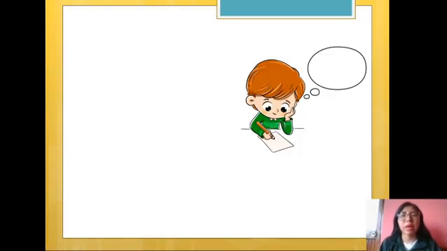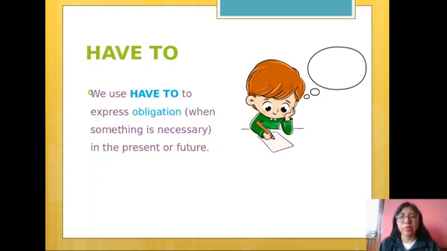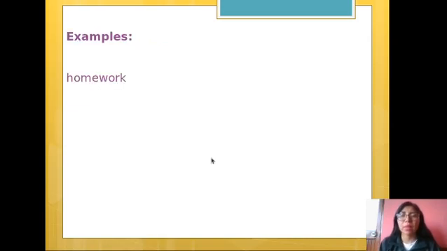When do you use have to? Okay, we use have to express obligation when something is necessary in the present or future, okay? So we are going to use have to in order to show an obligation, para expresar una obligación, okay? We can use have to in present or future. Podemos utilizarlo para hablarlo del presente o del futuro, okay? We are going to see some examples, okay?